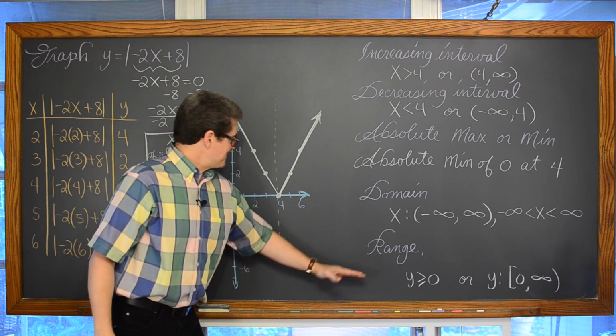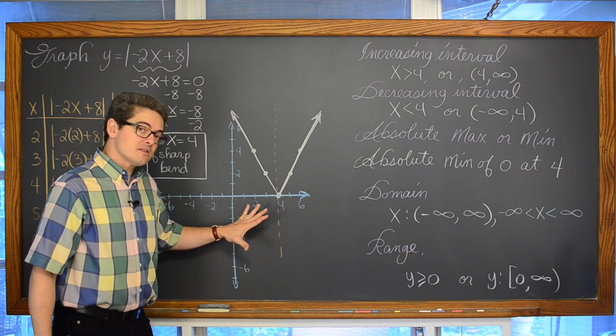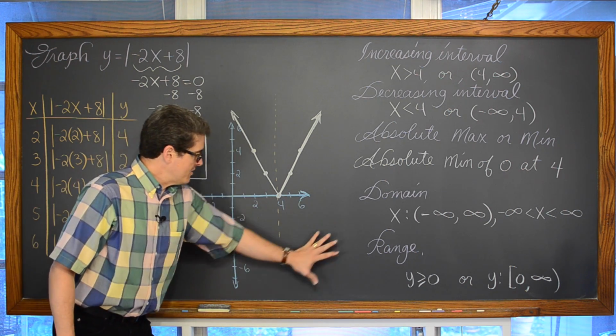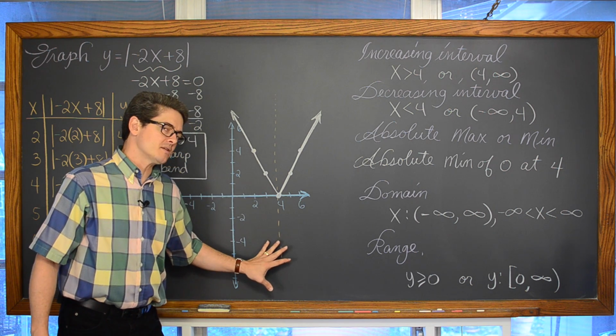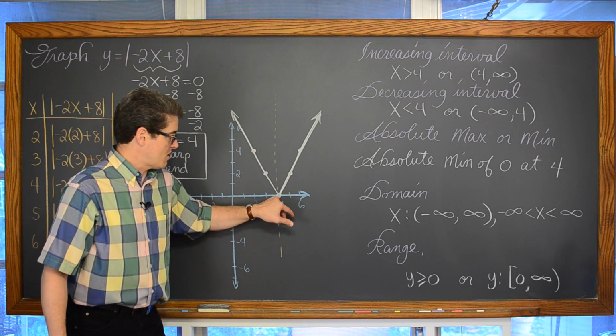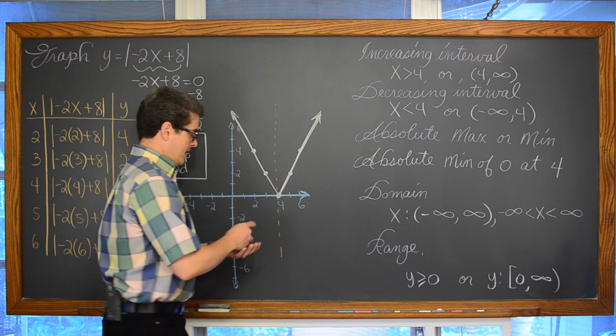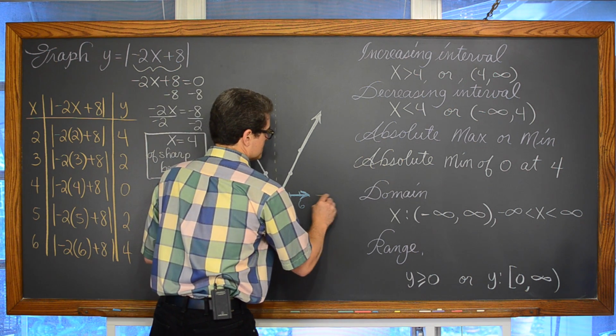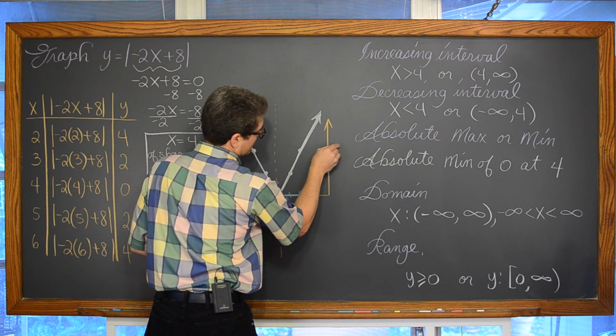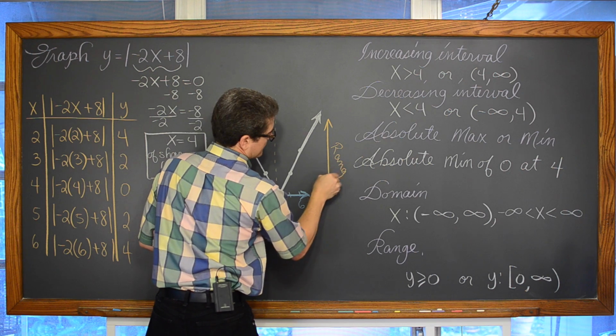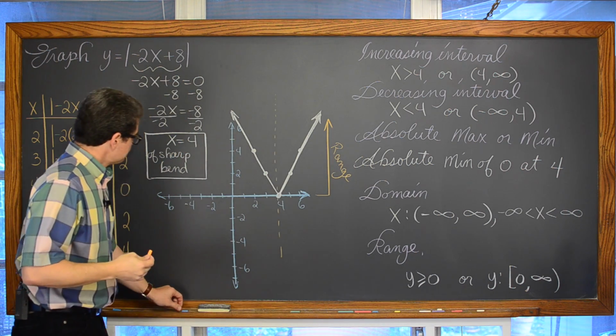And the range, there's no graph below the x-axis. There's nowhere down here. There's no graph that includes points that have y values which are negative. The smallest y value is 0, and then the graph goes up from there. That is the range of that graph.